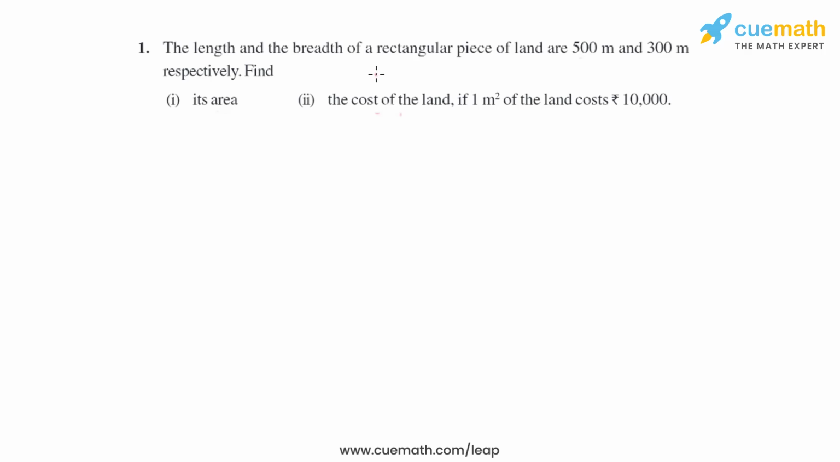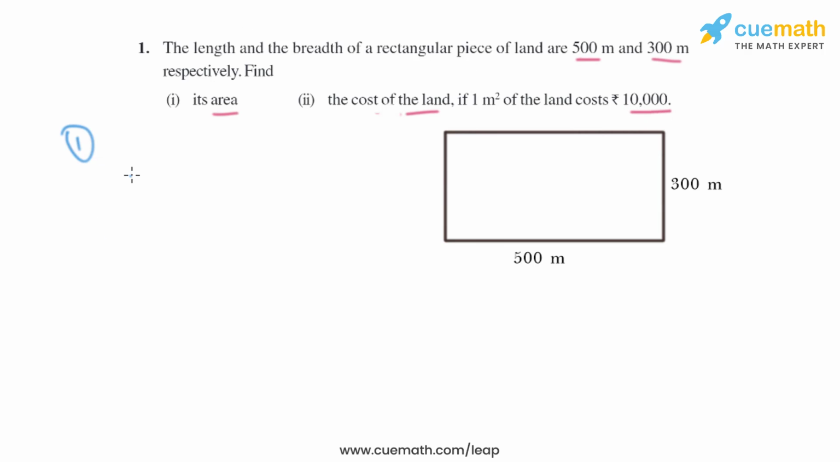Question 1 of this exercise says the length and the breadth of a rectangular piece of land are 500 meter and 300 meter respectively. So we have to find two things in it. First we have to find its area, and we have to find the cost of the land if 1 square meter of the land costs 10,000 rupees.